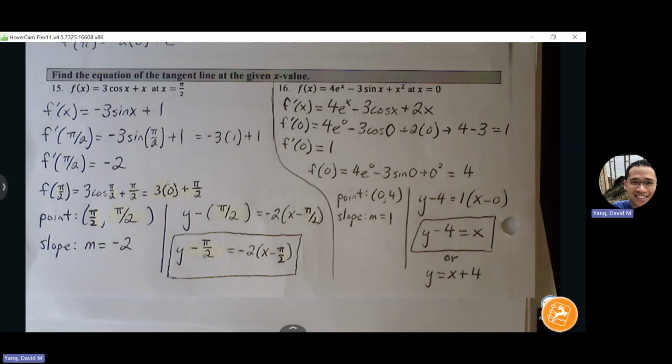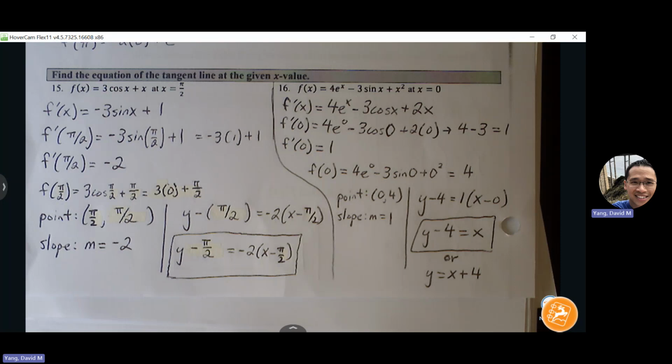Right, we identify that there are 3 different rules at play for 16. You've got e to the x, you've got sine, you've got power rule. Find each appropriate term's derivative. Then find the slope at 0. Find the ordered pair at 0. And point slope form.